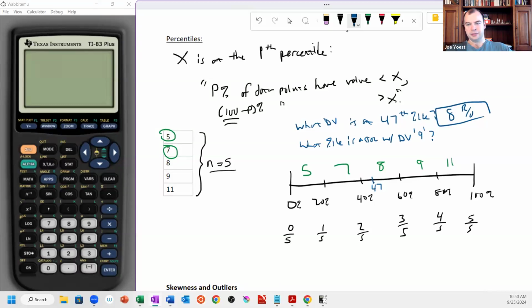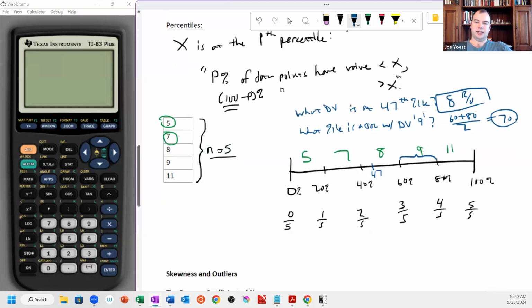Well, I look at 9. I look at the data value 9. There's only one of them. And 9 spans the bin going from 60 to 80%. So I just average it, or take the midpoint. I would say that 9 is at the 70th percentile.